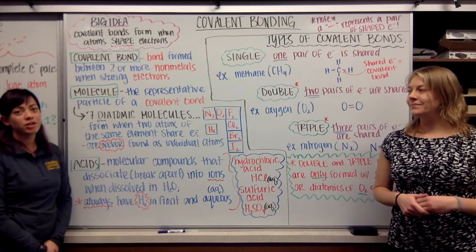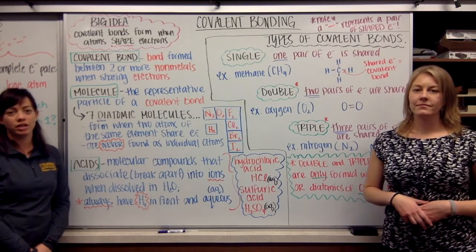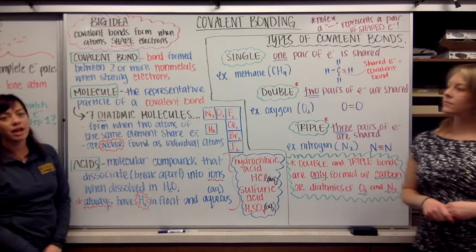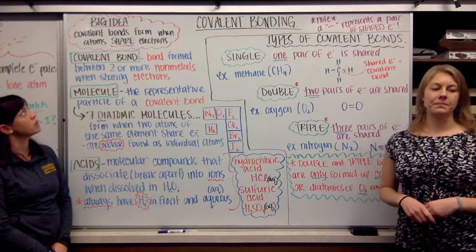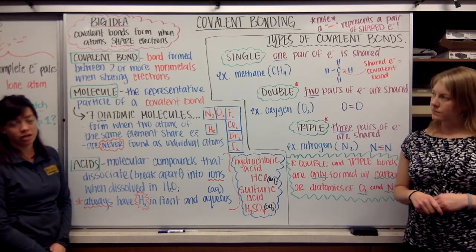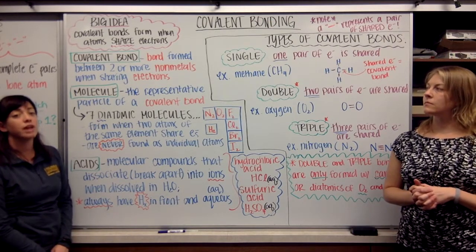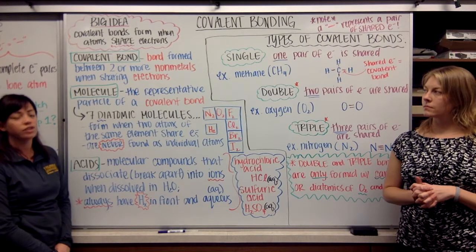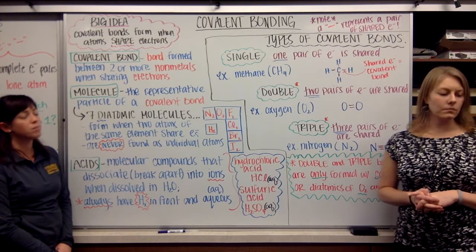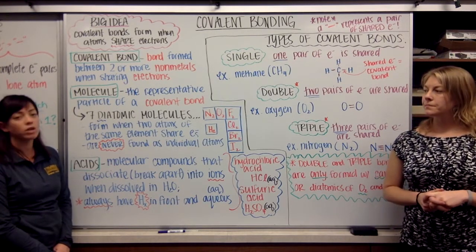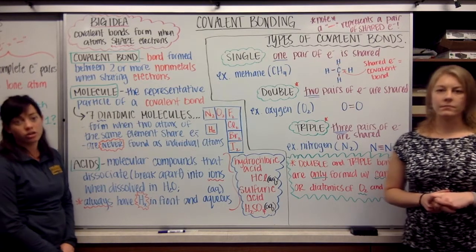Today we're going to be talking about covalent bonding and covalent nomenclature. Our big idea for today is that covalent bonds form when atoms are sharing electrons. Last time we talked about atoms giving away or taking electrons, and that was ionic bonding. Today, covalent is sharing electrons. A covalent bond is formed between two or more nonmetals when they are sharing those electrons.